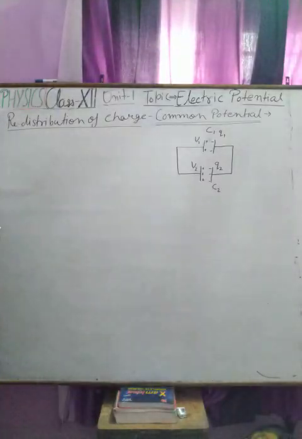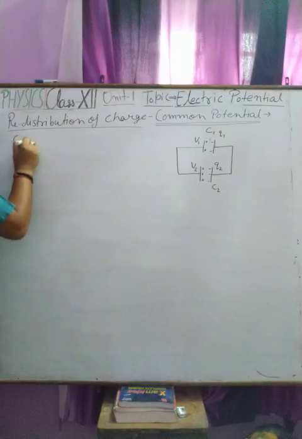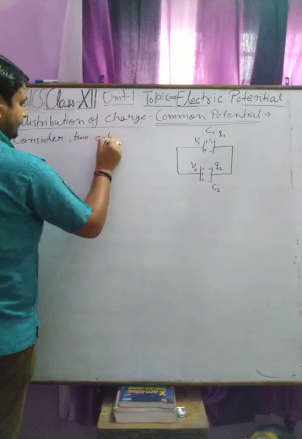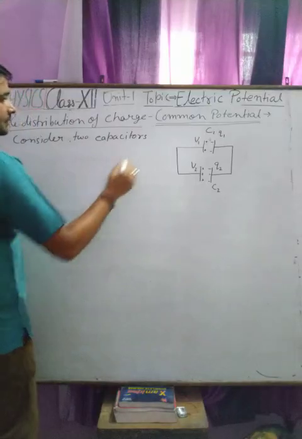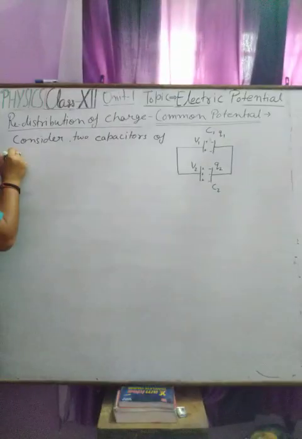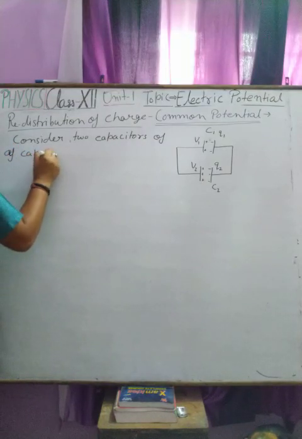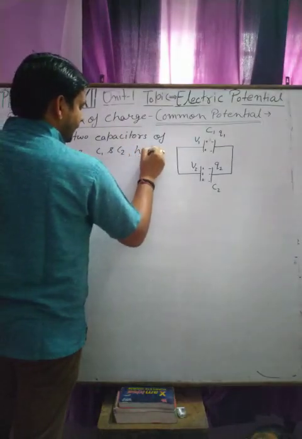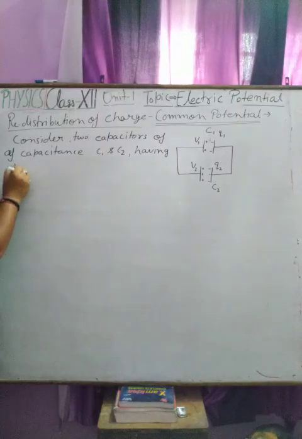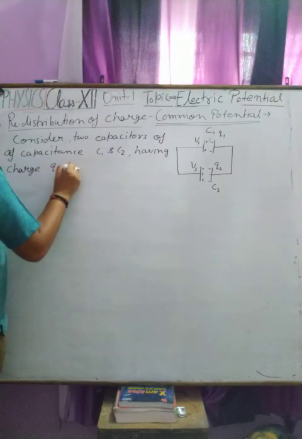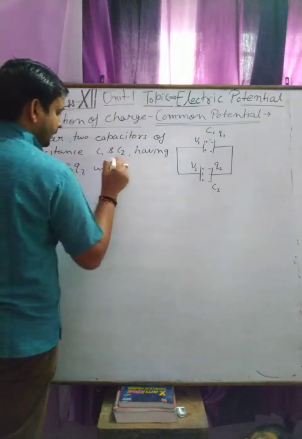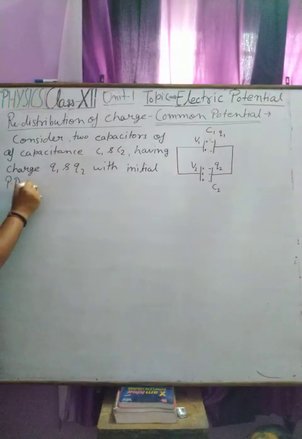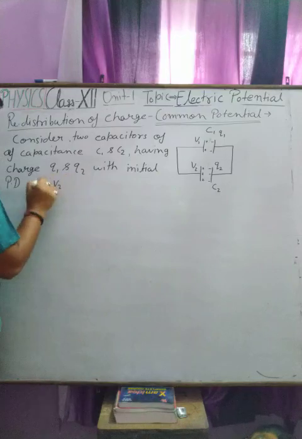Okay, now consider two capacitors of capacitance C1 and C2 having charges Q1 and Q2 with initial potential differences V1 and V2 respectively.